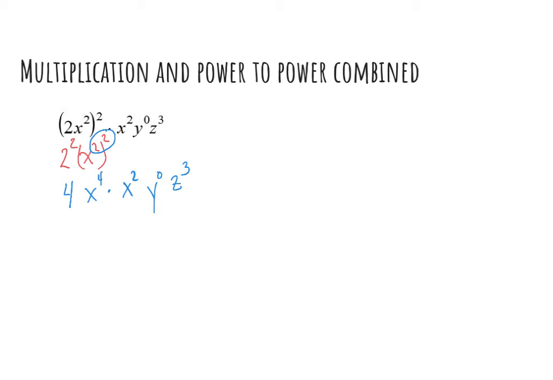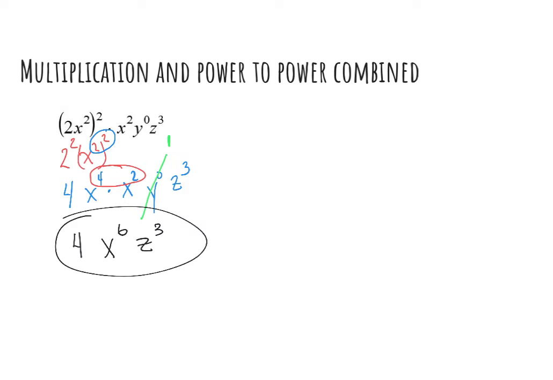I remember that anything to the 0 power just means 1. And now I'm going to simplify. So I can do my multiplication properties because I noticed that here for my x's I have the same base. So I would just add exponents. X to the 6th. Y to the 0 power was just 1, so I don't need to write it. 0 to the 3rd power. This would be a simplified expression of my original problem.